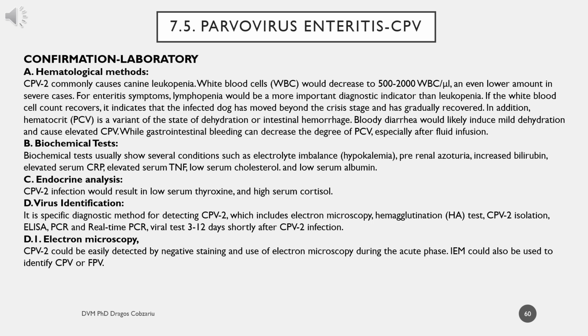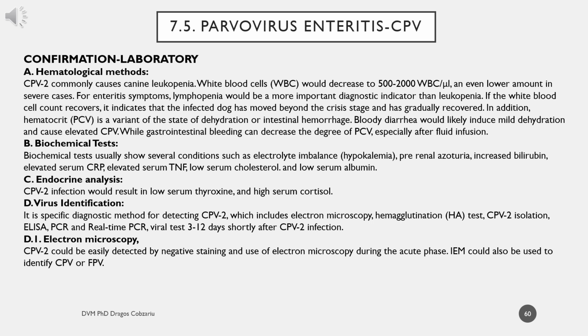CPV2 commonly causes canine leukopenia. White blood cells, WBC, would decrease to 500-200 WBC per microliter, an even lower amount in severe cases. For enteritis symptoms, lymphopenia would be a more important diagnostic indicator than leukopenia. If the white blood cell count recovers, it indicates that the infected dog has moved beyond the crisis stage and has gradually recovered. In addition, hematocrit, PCV, is a variant of the state of dehydration or intestinal hemorrhage.